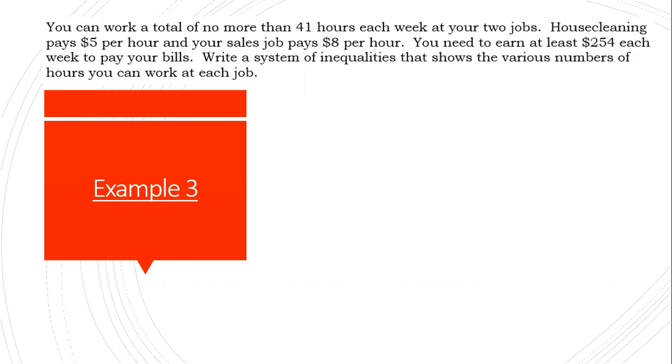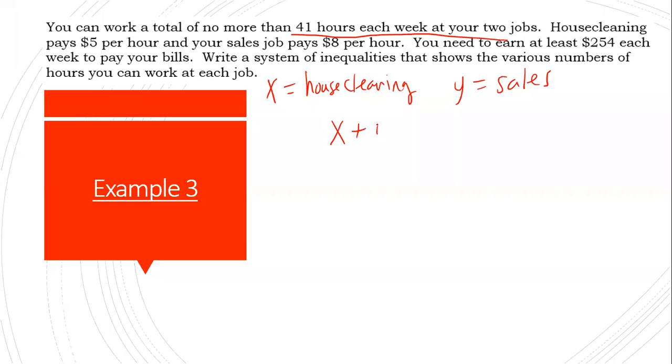Okay. So again, we read, then we're going to establish what's X and what's Y. So I let X equal my house cleaning job, and I let Y equal my sales job. And I can work between the two no more than 41 hours each week, right? So I know that X plus Y has to be less than or equal to 41.